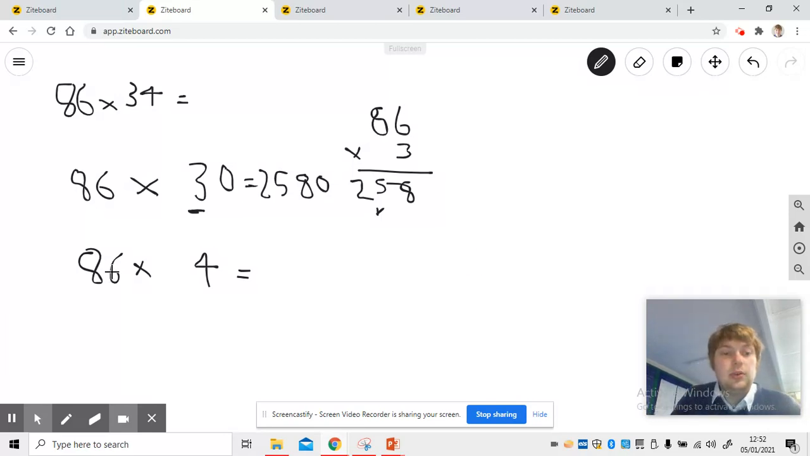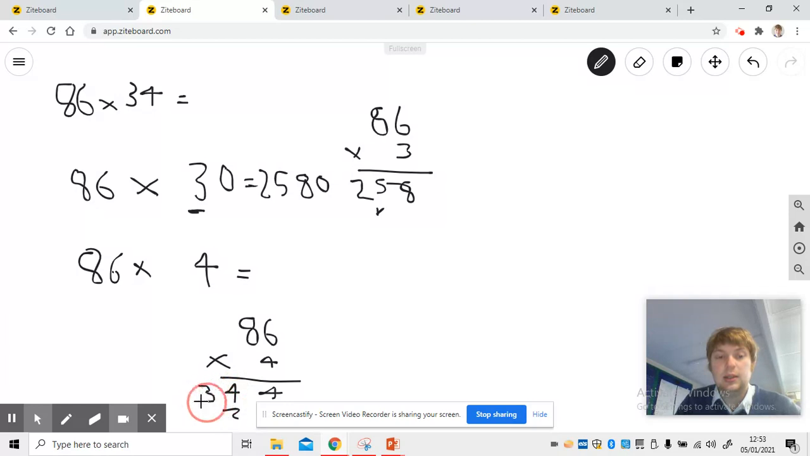We then go and do the same down here. 86 multiplied by 4. No one can really work that out in the head without being confident. So we'll do 86 multiplied by 4 down here. 6 multiplied by 4 is 24. 4 multiplied by 8 tens, or 4 multiplied by 8 is 32. 32 add 2, 34. So 86 multiplied by 4 is 344.